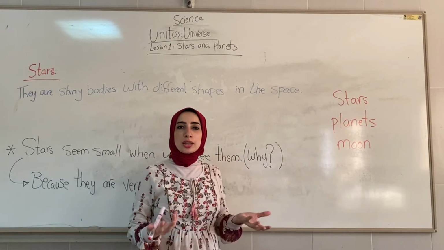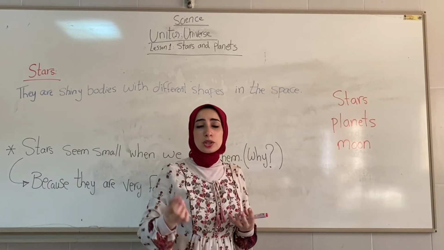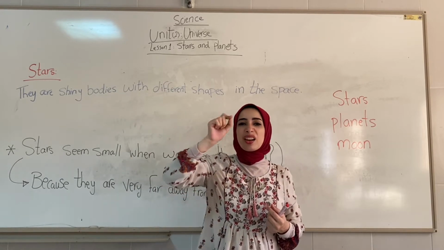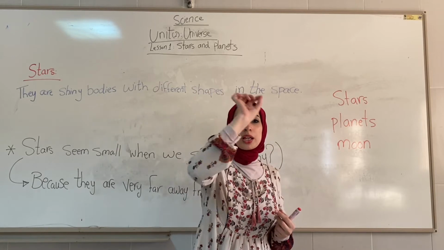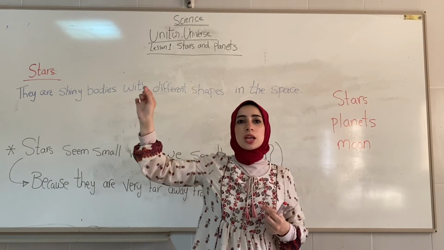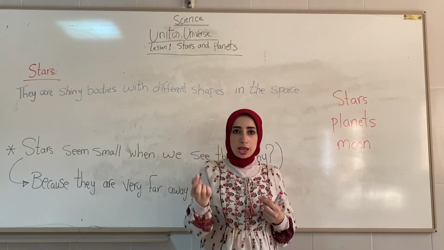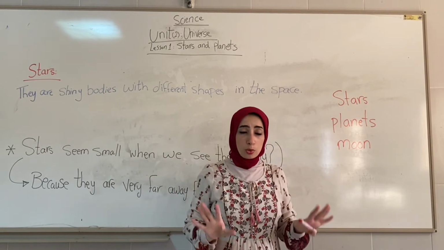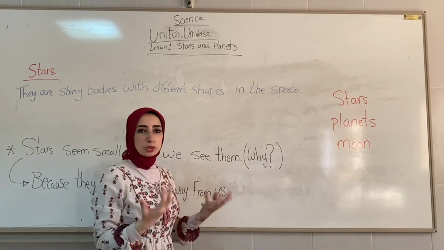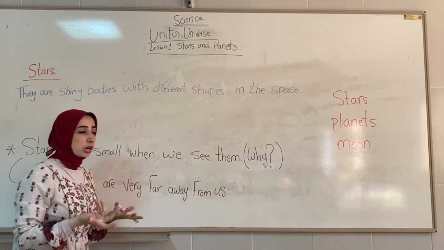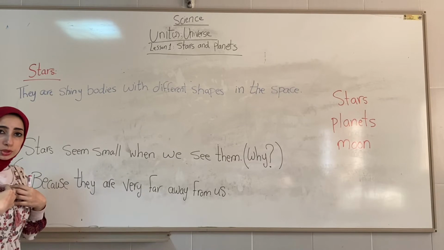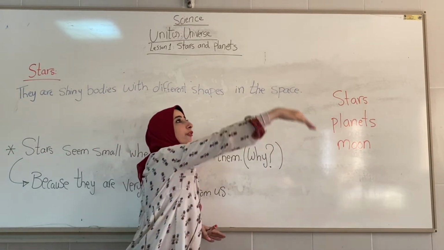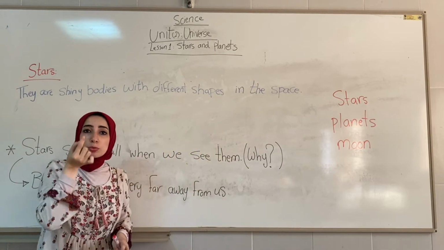Okay, if you look at the stars, what can you find? They look very, very small, like a dot. You can see them like sparkling or shiny dots in the sky. Are they very small? No, they are not small, but they seem small to me. Why do stars seem very small to us? Because they are very far away from us, so I can see them small.